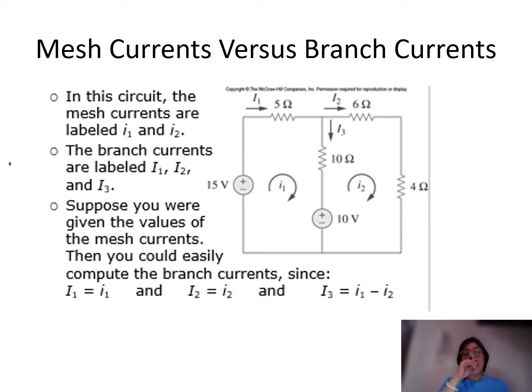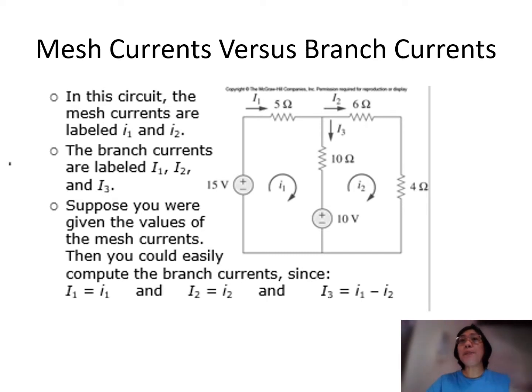Okay, so we have here in this circuit, for example, currents that have small letters. Those are denoted by the mesh currents, and those capital letters are used for branch currents. In this circuit, the mesh currents are labeled I1 and I2.